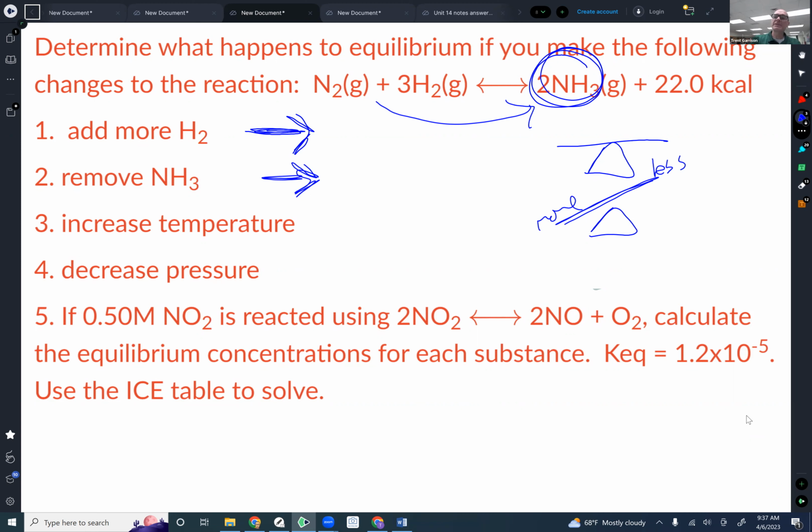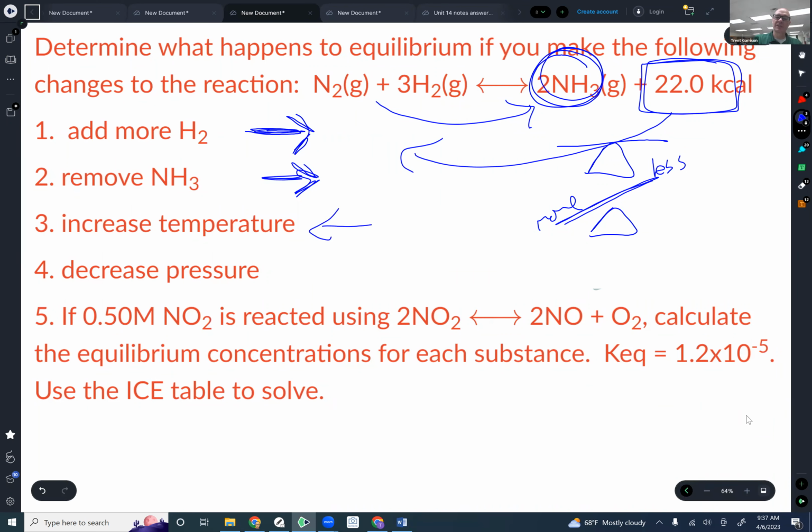Okay, well, what happens if you increase the temperature? Well, the temperature can be viewed as this heat. So we've got excess that's on the right side, so we've got to try and get rid of that. So it is going to shift back to the left.